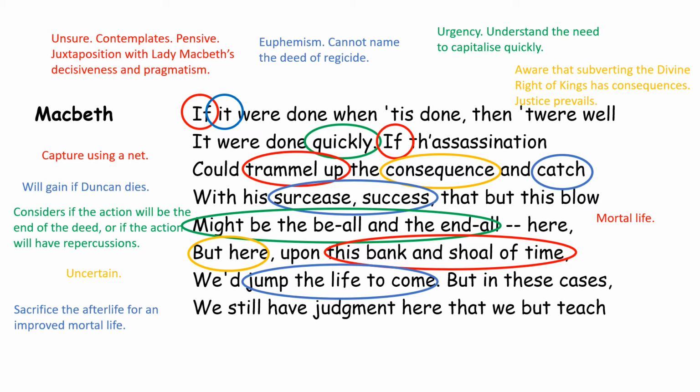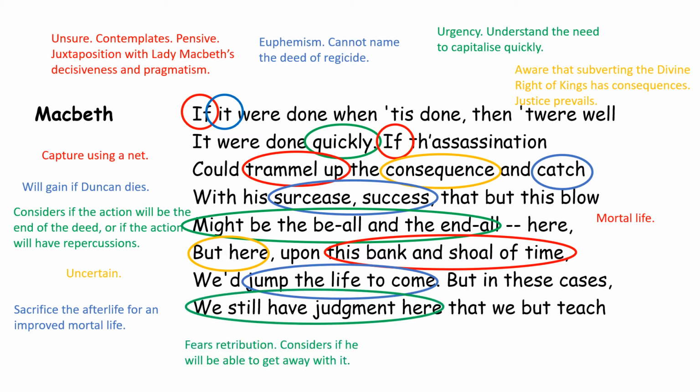His life, his mortal life, would get better. He would become king, he'd have more power and responsibility and respect. But he's very aware that that will have a consequence, and he might have to sacrifice something like his life in heaven. And again, the word but turns up. He says, "but in these cases, we still have judgment here." So when the word here was used previously, it was about his mortal life, and again he's talking about his mortal life.